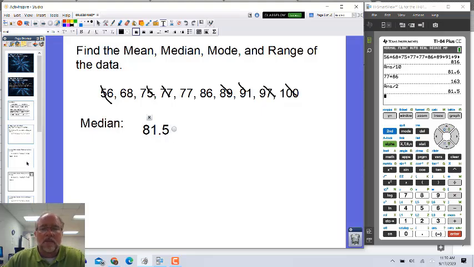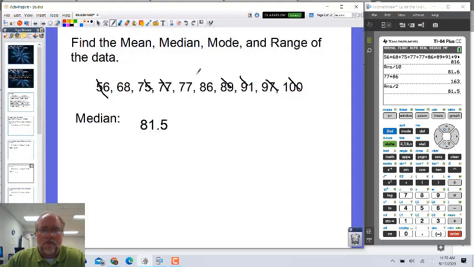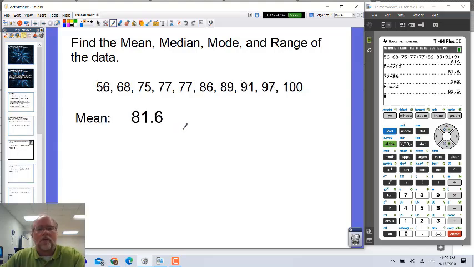But the median will always split your data into two even parts. So that means that at 81.5, that is the middle of that data, where we have an equal number of numbers on the left as we do on the right. Okay? The mean, however, will be skewed one way or the other depending upon how big the numbers are, how small the numbers are.